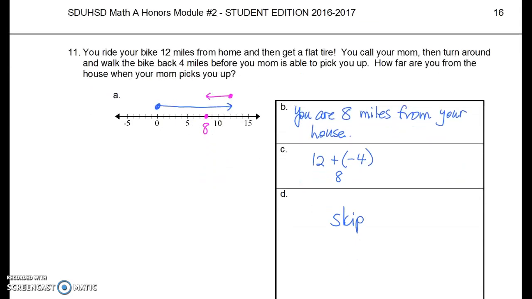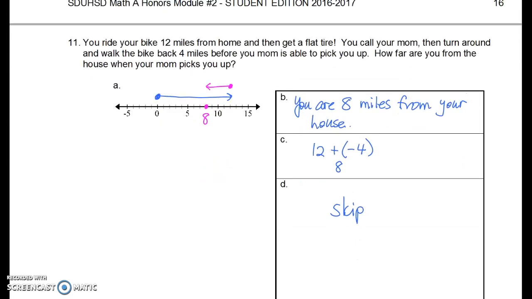Number 11, you ride your bike 12 miles from home and get a flat tire. Luckily, your mom is there. She comes to the rescue. While you're waiting, you're walking. So you start at 0, head 12 units to the right in the positive direction, turn around and walk back towards your house 4 miles. Your mom arrives to save the day when you're 8 miles away from home. So you're 8 miles from your house. The addition problem, and again these are all addition, is 12 plus negative 4, and the sum is 8.